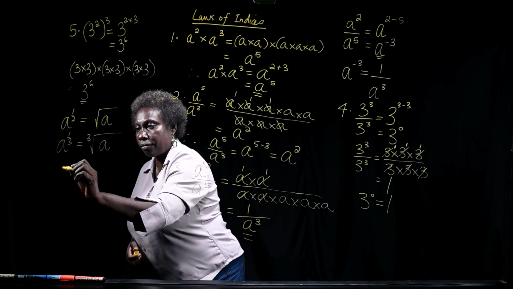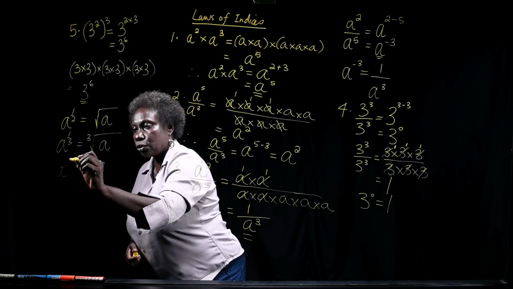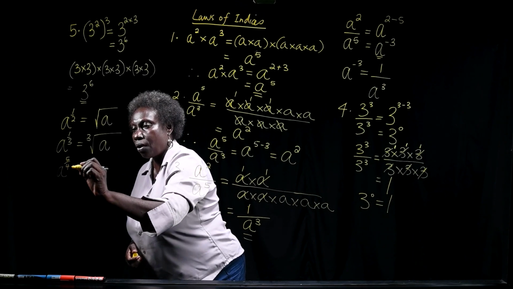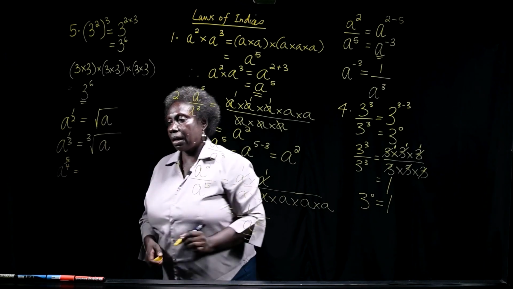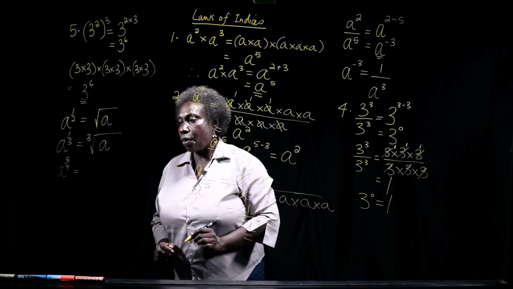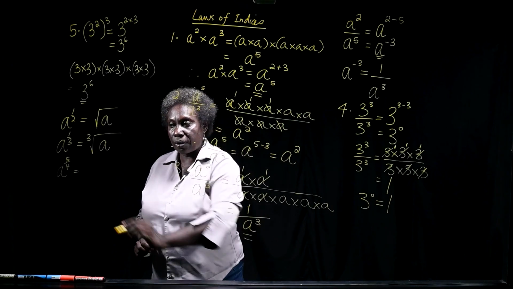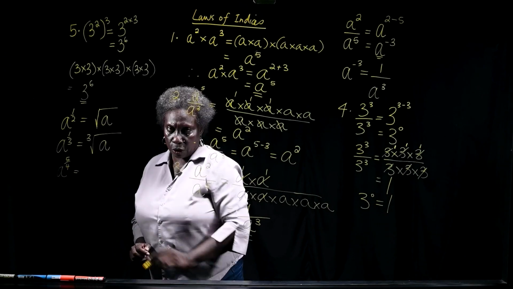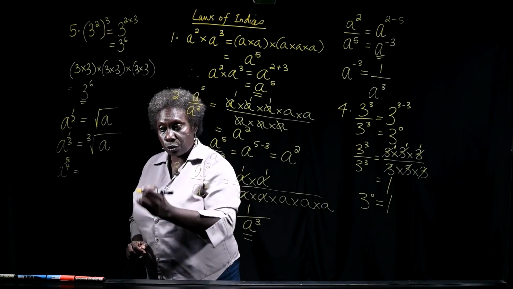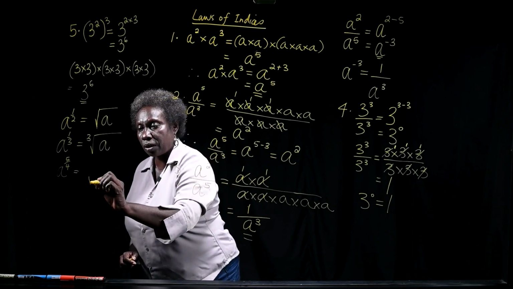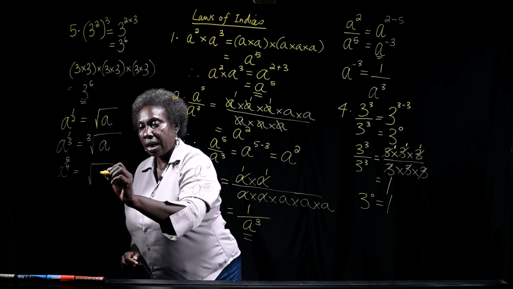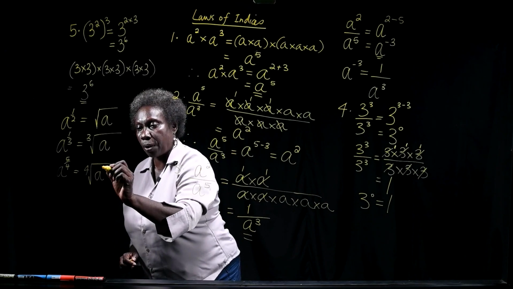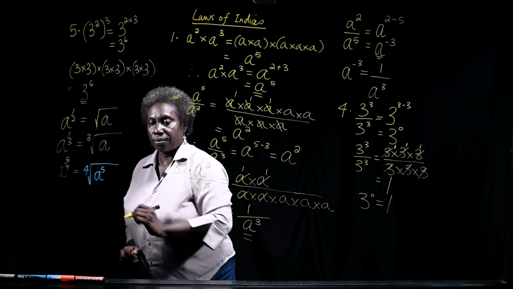Now, if I have a to the power of 5/4, the numerator always becomes the power of the base and the denominator always becomes the nth root. So, this one will be written as the 4th root of a to the power of 5.